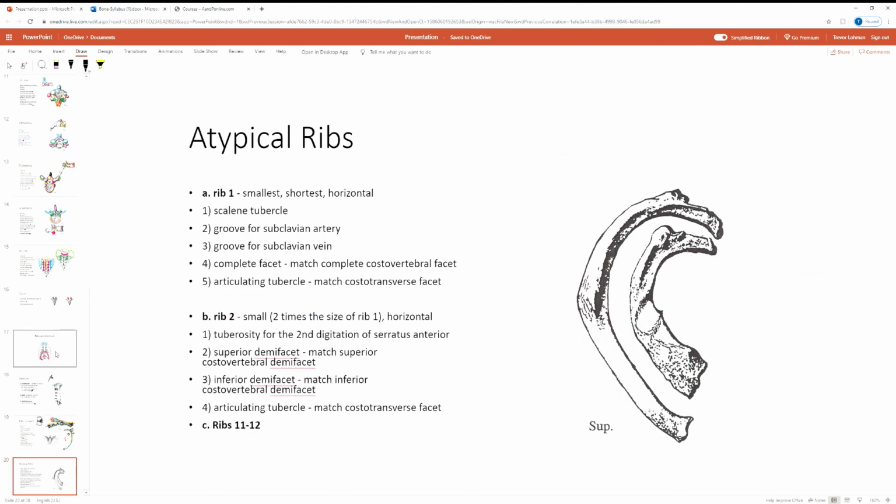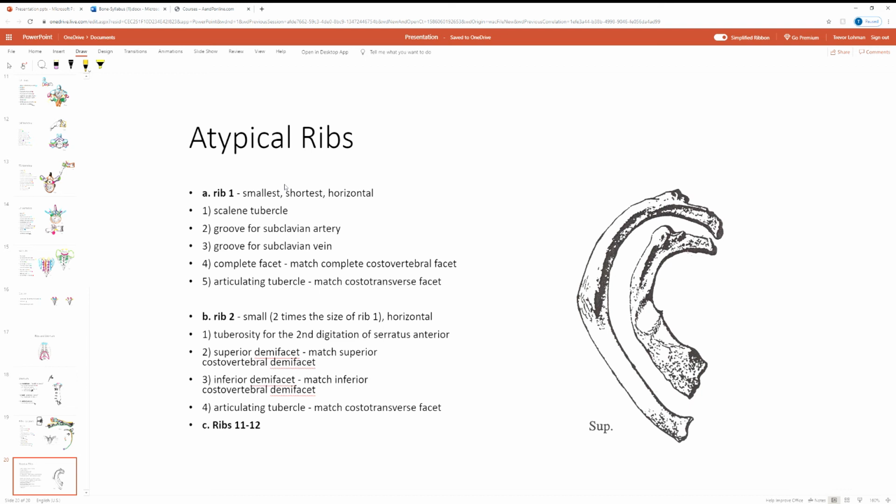And that brings us to our last slide. We have a couple ribs that are a little different. Not all ribs are obviously the same. They're bigger, smaller, different structures. Rib 1 and rib 2 are probably the most different, so we have them here. Rib 1 is very small. It's perfectly horizontal.